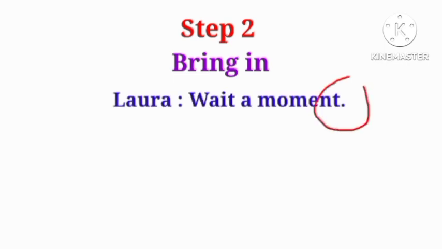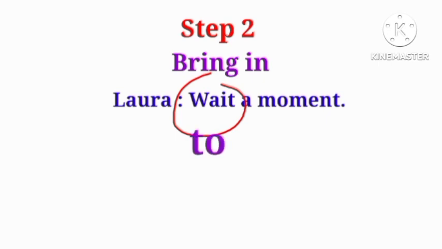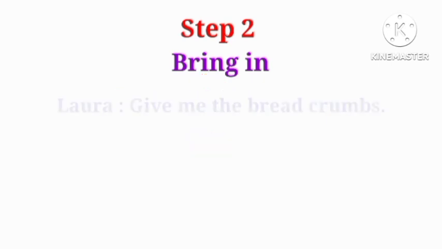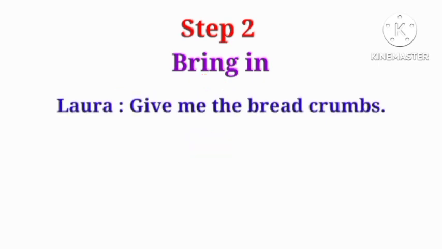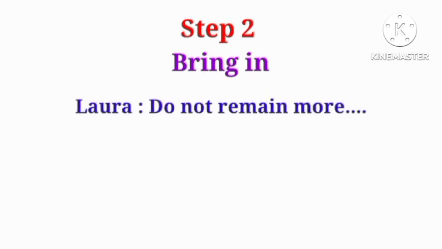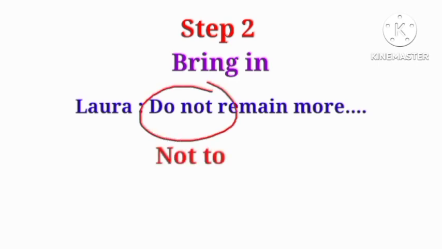Now watch the change here. It ends in full stop but begins with a verb. Therefore, to is brought in here. This also is an imperative sentence beginning with a verb. Therefore, bring in to before the verb give. This sentence is an imperative sentence, but it is a negative sentence. Do not. So you have to bring in not to here, not just to.